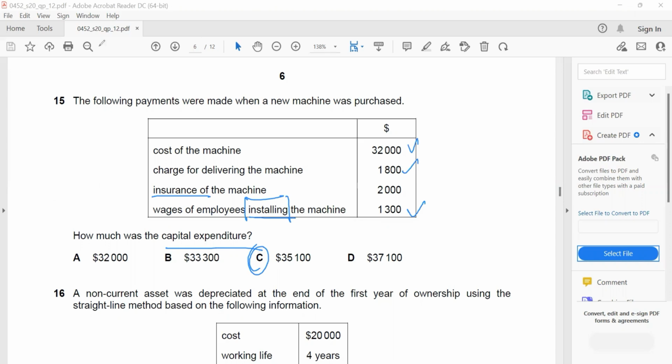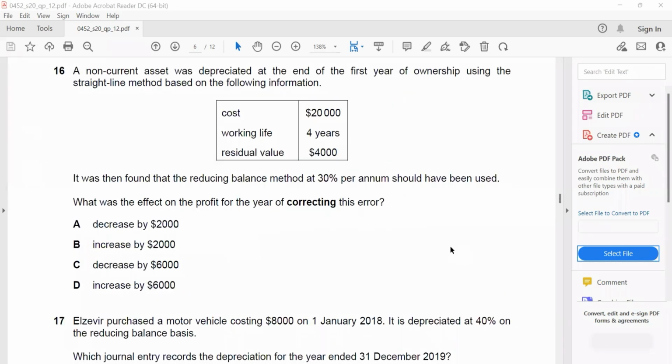Okay, next move on. 16. A non-current asset was depreciated at the end of the first year of ownership using straight line. Using this information, the formula will be the cost minus residual value divided by the years. So the answer will be 20,000 minus 4,000 divided by 4, which is 4,000. So this is the depreciation under the straight line method.